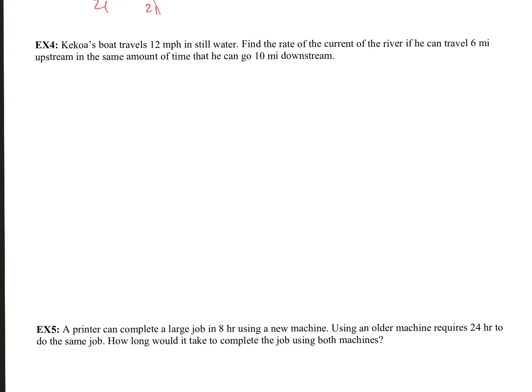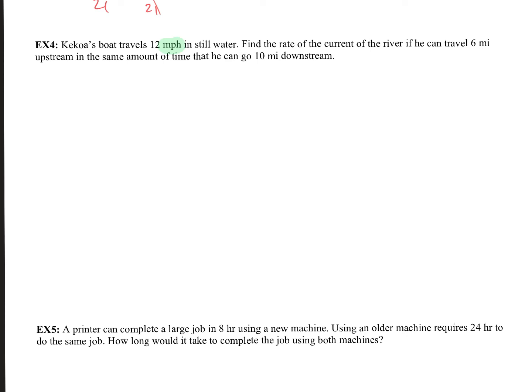So, Keiko's boat travels 12 miles per hour in still water. Find the rate of the current of the river if he can travel 6 miles upstream in the same amount of time that he can go 10 miles downstream. What kind of a problem is this? Well, you'll notice we have some keywords, miles per hour. This is a motion problem.